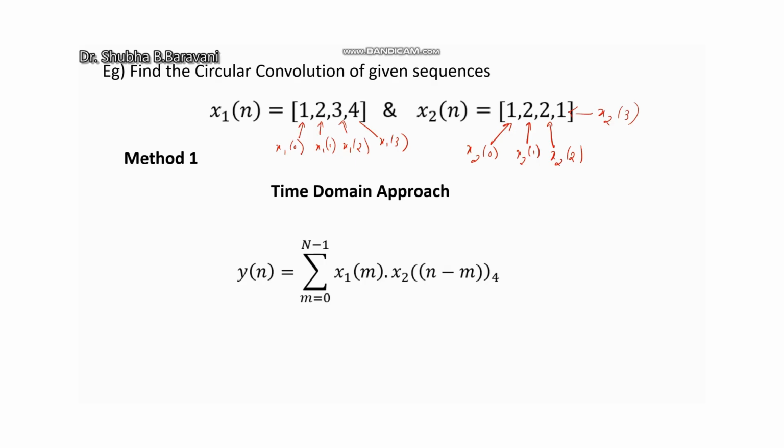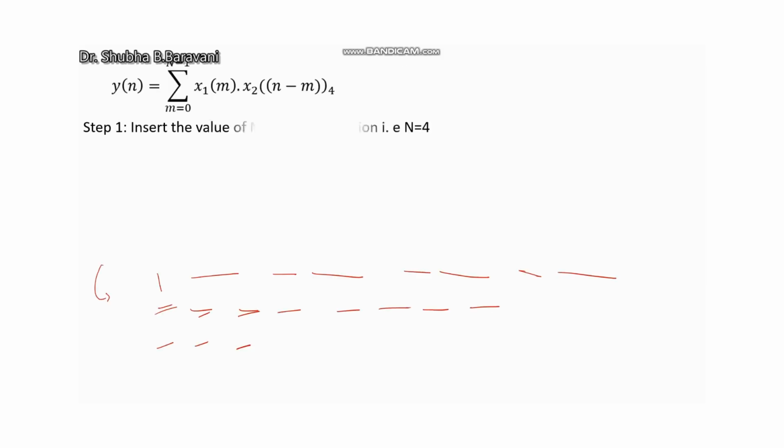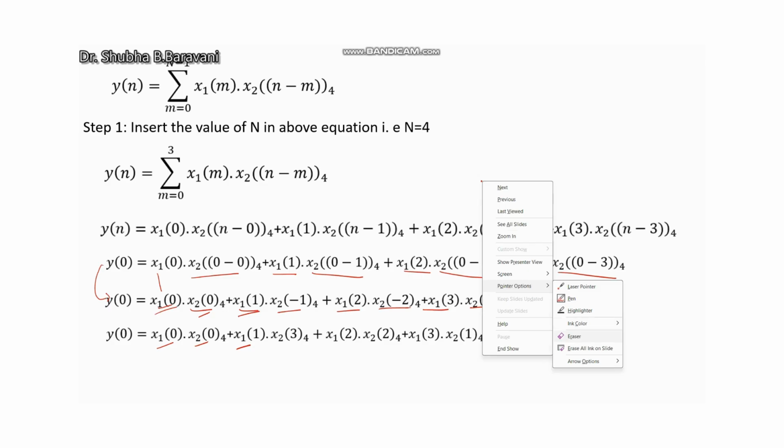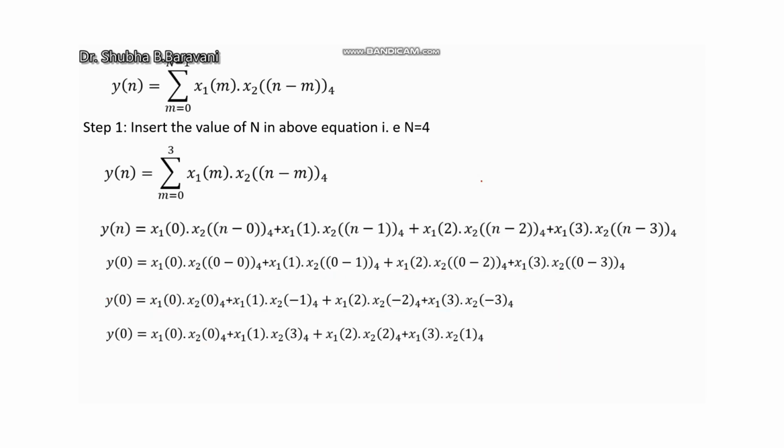It means I have both sequences x1 of n and x2 of n. Both sequences start from 0 and end at 3. Right? So now, what happens? I do not have a sequence of x2 of minus 1. In linear convolution, we would have taken this part as 0. But in circular convolution, we don't do this.